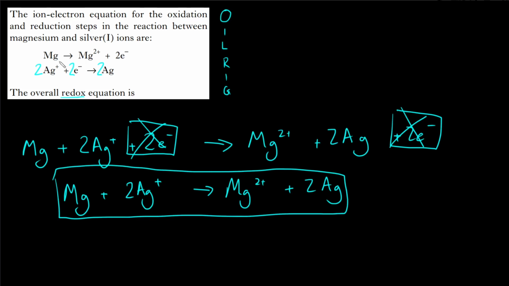So what did we do? Well, we simply balanced the 2 half equations, we wrote them out into one line, and then we cancelled out the electrons. Dead straightforward. Okay, same idea here with a slightly different question. It's asking us to write the redox equation.